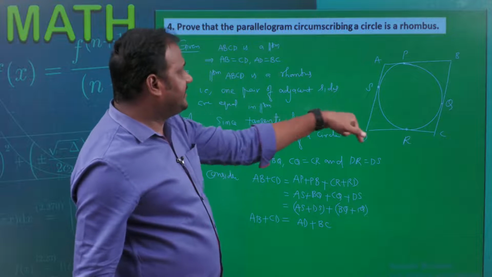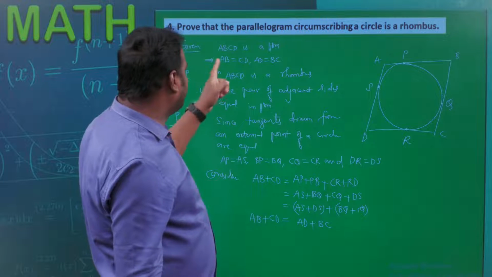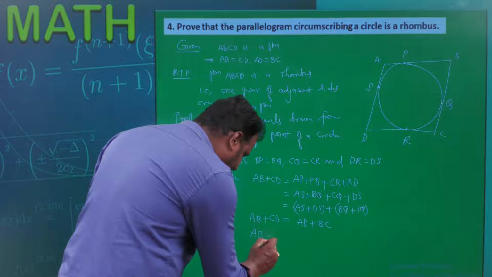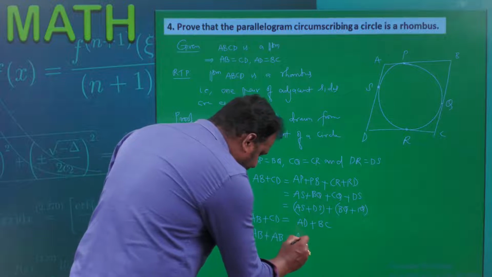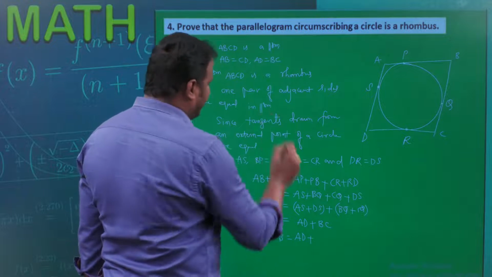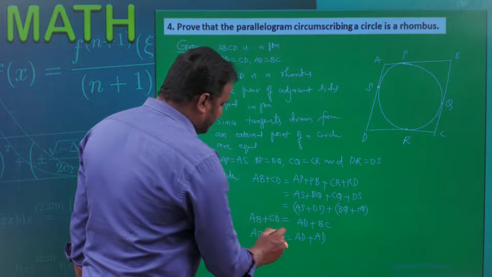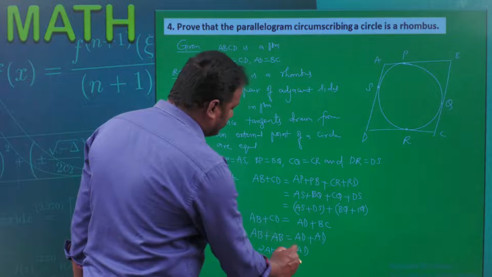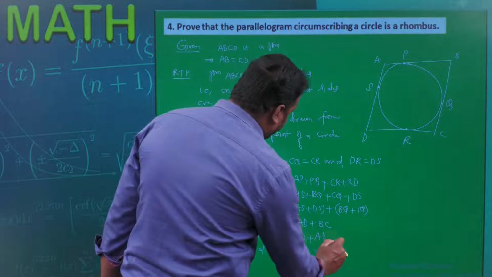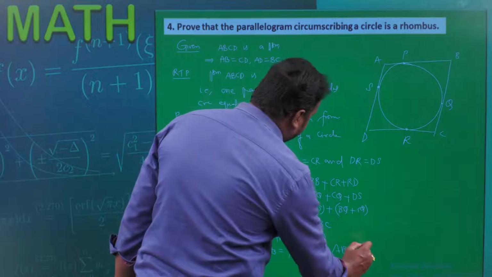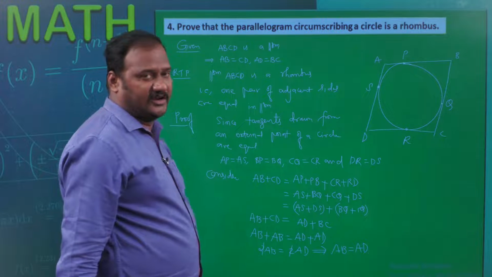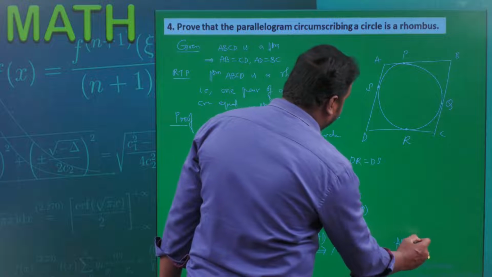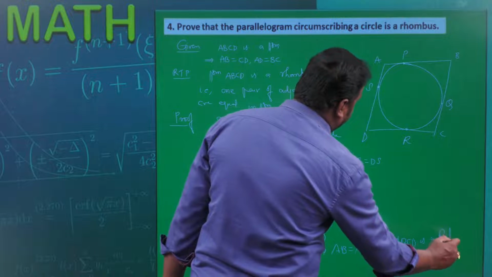But since ABCD is a parallelogram, I know AB is equal to CD. So instead of CD, can I write AB? So AB plus AB is equal to AD plus, instead of BC, can I write AD again? So 2AB is equal to 2AD. So 2 gets cancelled. Finally, AB is equal to AD. It means one pair of adjacent sides are equal. Since one pair of adjacent sides are equal, therefore ABCD is a rhombus.